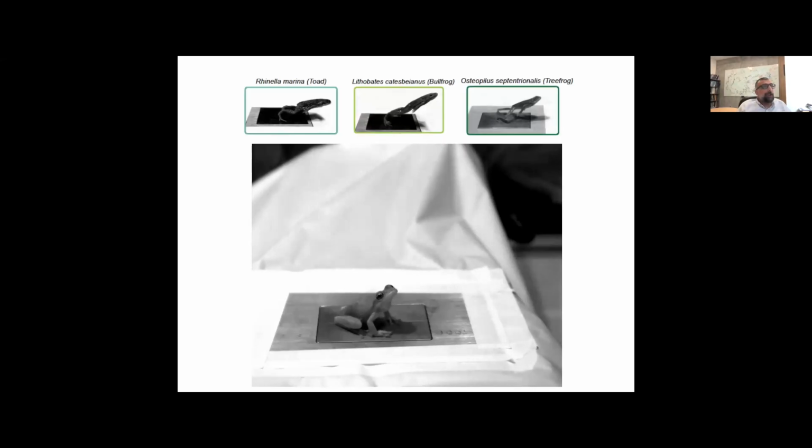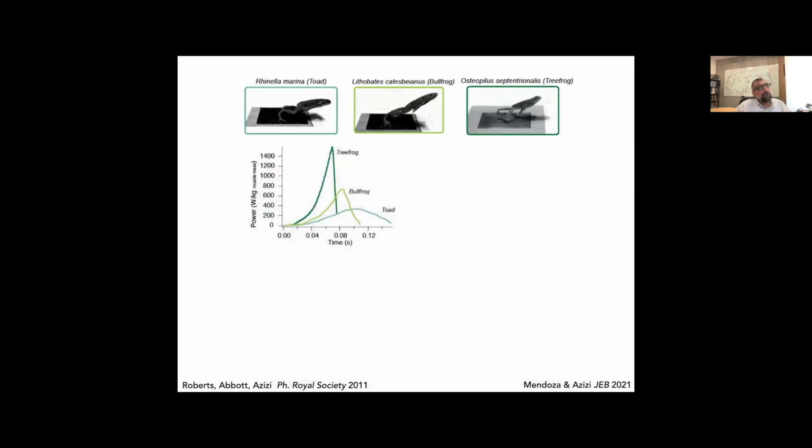We thought the idea of matching muscle and tendon properties could potentially help us with a conundrum that we had when we compared 3 species of frogs and showed that their behavior during jumps is significantly different. So these are power in watts per kilogram of muscle mass plotted against time for a jumping tree frog, a bullfrog, and a toad. So we see that the tree frog generates significantly higher power outputs during a jump compared to the bullfrog, and the toad comes in dead last.